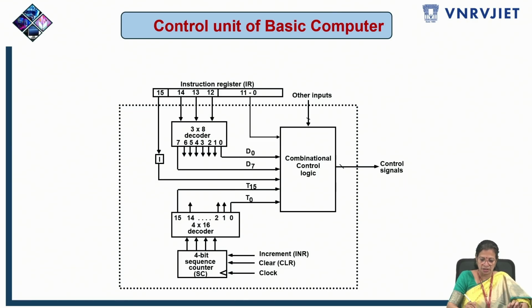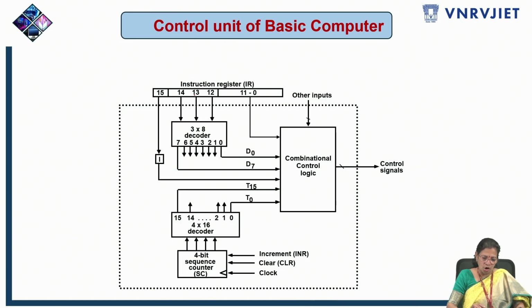Once that is complete, again it will start from 0. So we will be resetting the sequence counter so that it again starts generating T0, T1, T2 and so on. If you look at the block diagram, from the instruction register the contents will be given to the combinational control logic, where it will be decoded and the appropriate control signals generated.